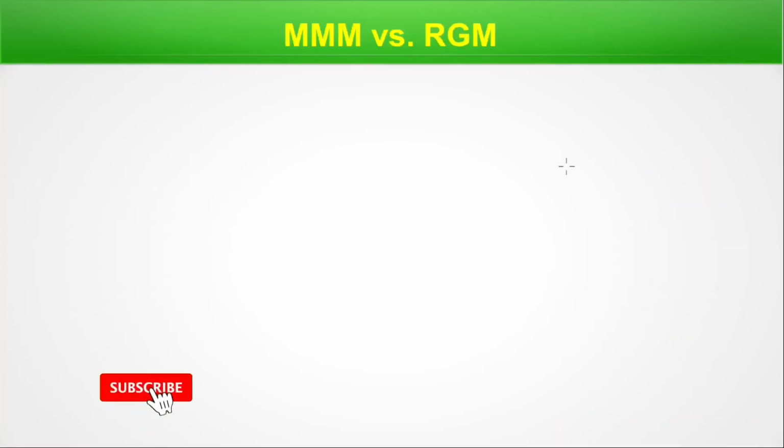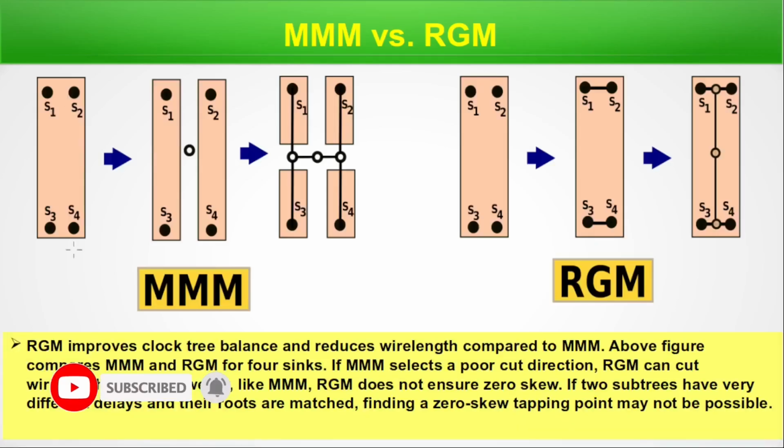Now let's take a look at the comparison of MMM and RGM. These four sinks, with the top-down approach: the median is found here. Again, two medians are found this way. And here is a connected segment and tapping point, and this tapping point and this tapping point are connected, and here this is the tapping point. So RGM improves clock tree balance and reduces wire length. We can easily see wire length is reduced here compared to MMM.